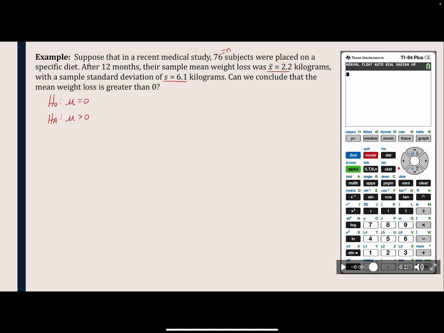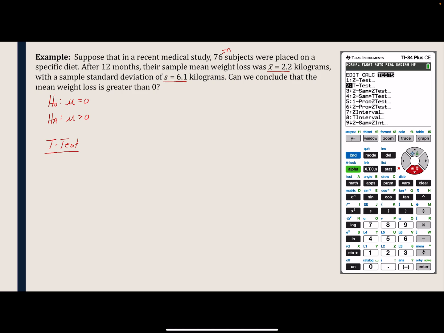Because we're talking about means, we're going to run a one-sample t-test, and the command for that is simply t-test. And it's in the same place as all of the other tests. It's under stat and then arrow over to tests. So we go to stat, tests, and then t-test is near the top. So here, just like with a t-interval, we can choose between data and stats. And we're going to choose stats because we're given the mean and the standard deviation.